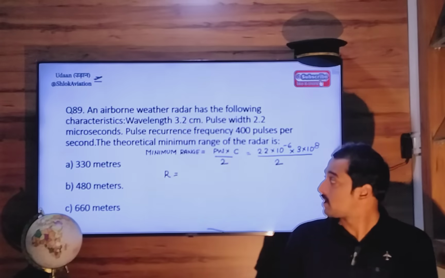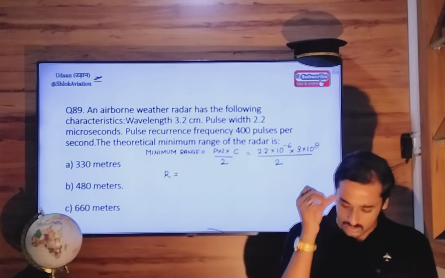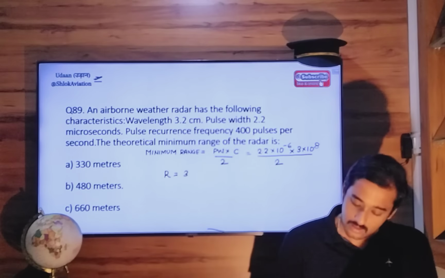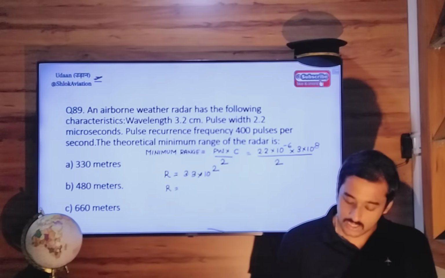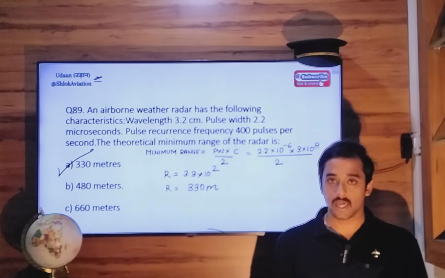So the range will be equal to 3.3 into 10 raised to 2. So range is 330 meter. Correct option is option A. Simple formula based. Last question.